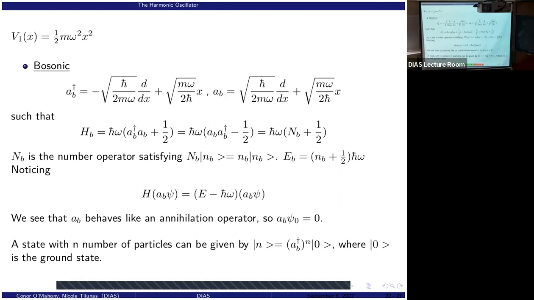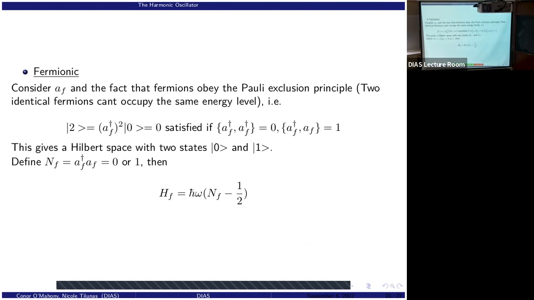So now we can consider a fermionic harmonic oscillator. If we take two new annihilation and creation operators defined by AF and AF dagger, and we consider the fact that all fermions obey the Pauli exclusion principle, which states two identical fermions can't occupy the same energy level, we can put this in a mathematical form by saying that the second excited state, which would be given by AF dagger applied twice to the ground state, is zero because it doesn't exist. And this is satisfied if AF dagger anti-commutes with itself.